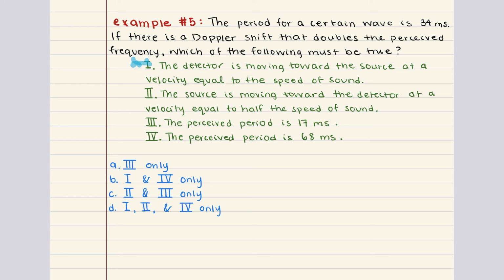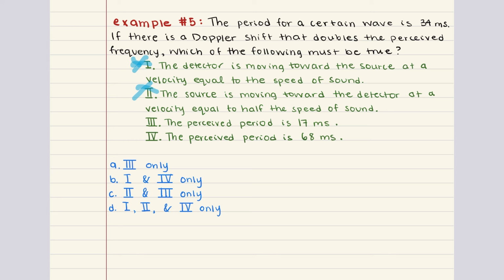What about statement 2? Statement 2 says the source is moving towards the detector at a velocity equal to half the speed of sound. Now, again, while this motion would also cause a Doppler shift, it's not specified that moving at precisely half the speed of sound would result in doubling the frequency. The Doppler effect depends on both the relative velocities of the source and detector, so without precise calculations, we cannot conclude that this exact speed would double the frequency. So this statement is also not necessarily true.